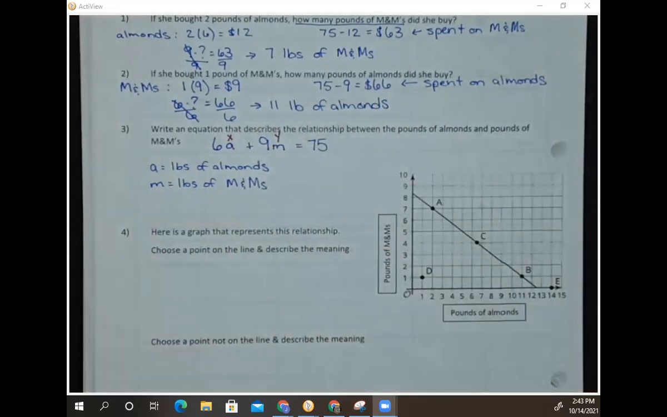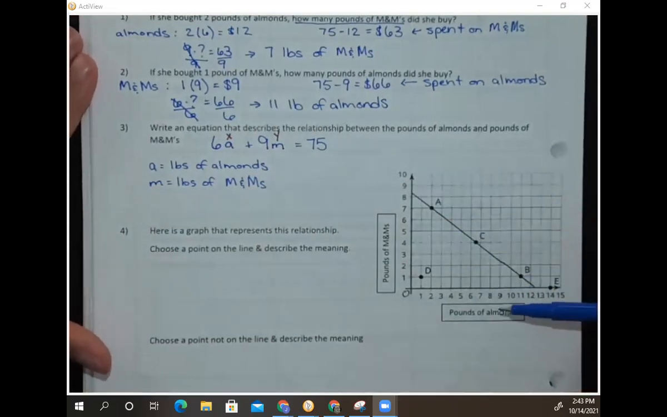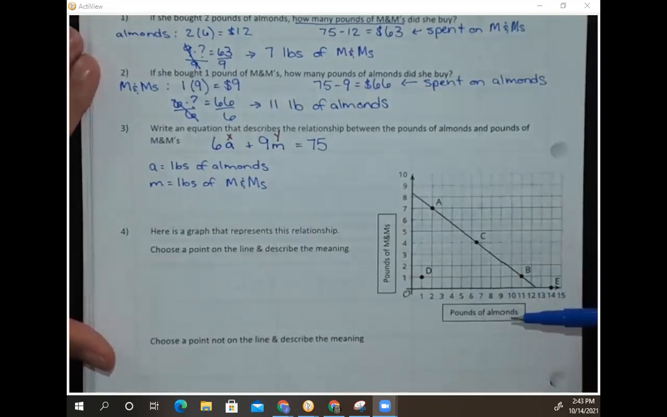So that's what I was talking about, how I'll go back and label with the X and Y in just a minute, based on how my graph is labeled. Okay. So here's a graph that represents our situation. Choose a point on the line and describe the meaning.